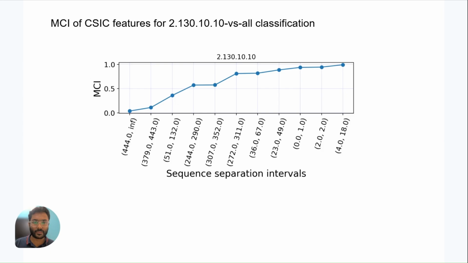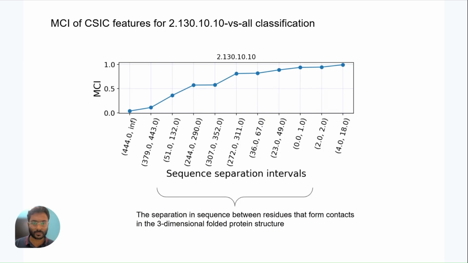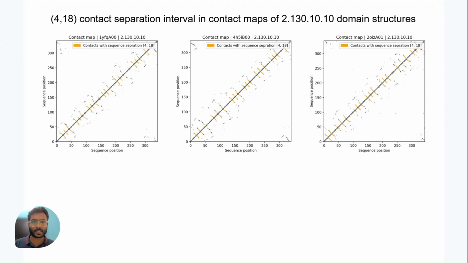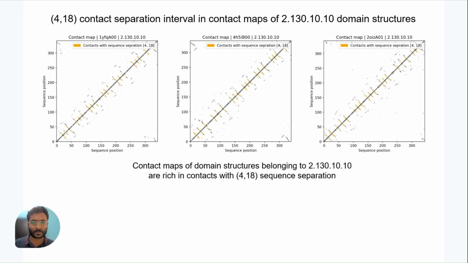The y-axis in the figure shows MCI scores, while the sequence separation intervals on the x-axis are the CSIC features. These correspond to the separation in the sequence between residues that form contacts in the folded protein structure. We find that the interval 4 to 18 has the highest MCI score. Let's look at this contact interval in the contact maps of the 2.130.10.10 superfamily domain structures. The contacts with sequence separation in the interval 4 to 18 are highlighted in the contact maps.